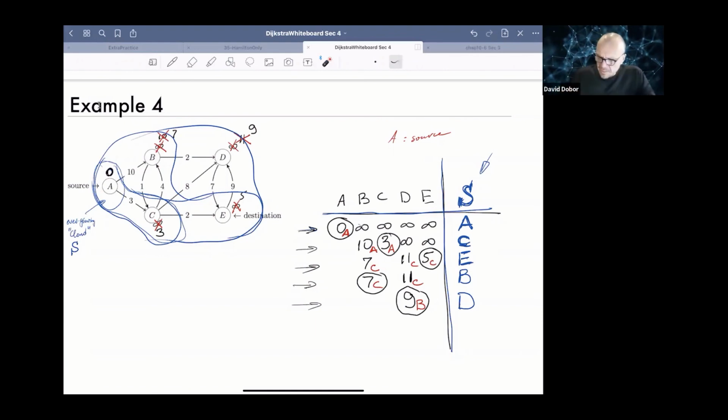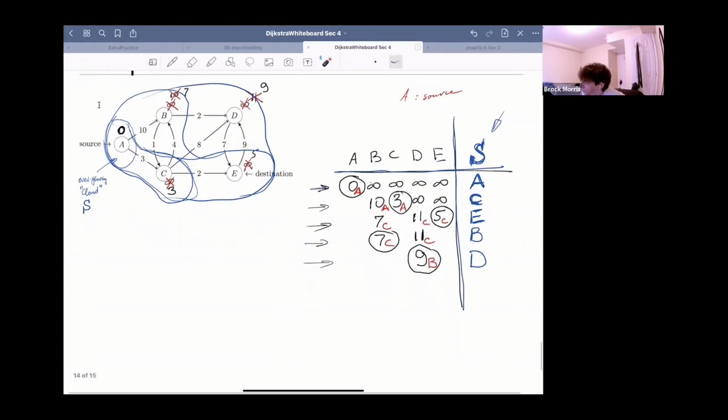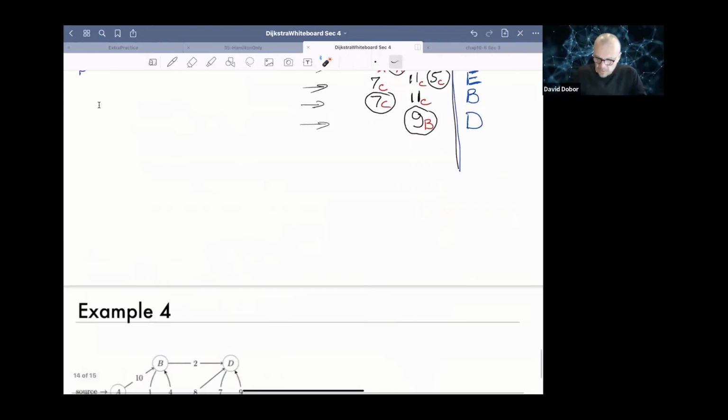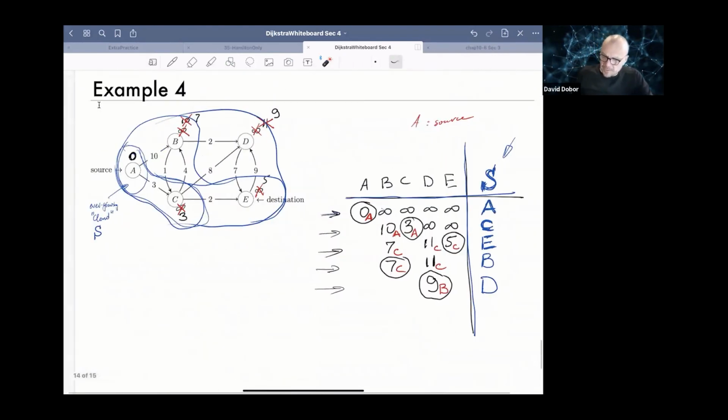Any questions? This is the way of writing down Dijkstra's run. Okay. Now, I should tell you, the answer is on the next page.